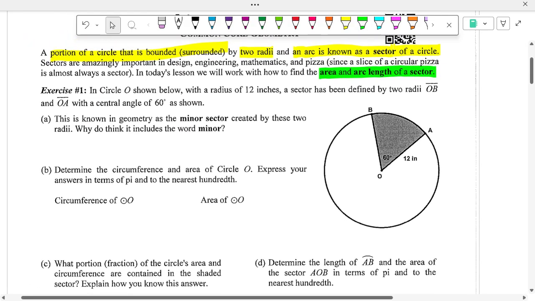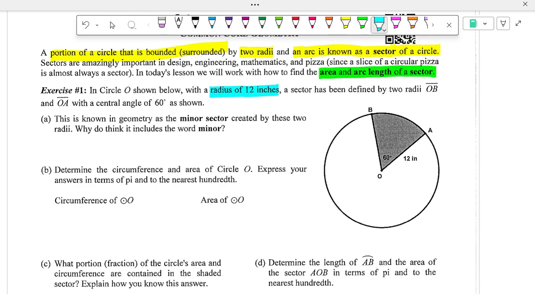For the first exercise, they said that circle O has a radius of 12 inches and the sector is defined by the two radii OB and OA. The central angle is 60 degrees. So in geometry, this is known as a minor sector created by the two radii. Now, this is review from Unit 6.